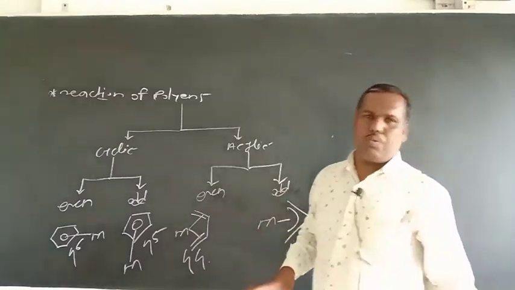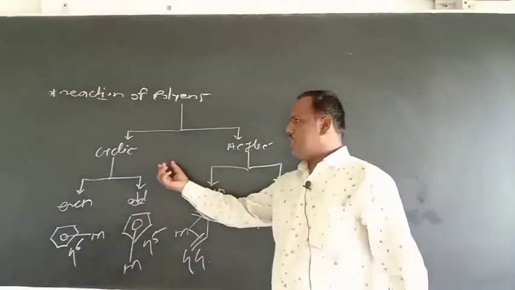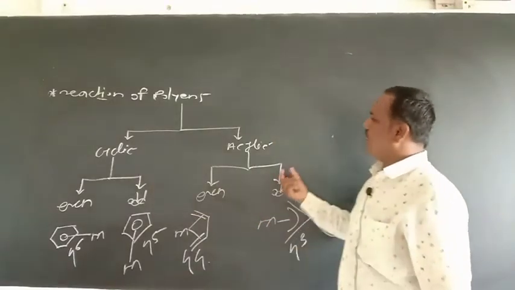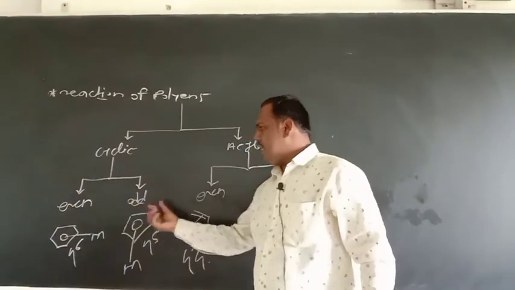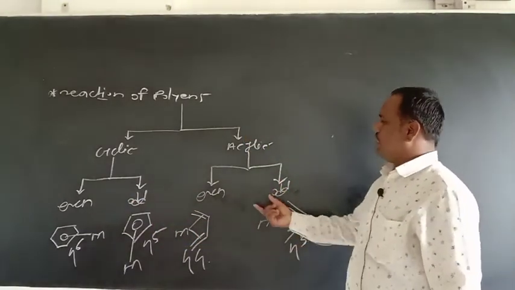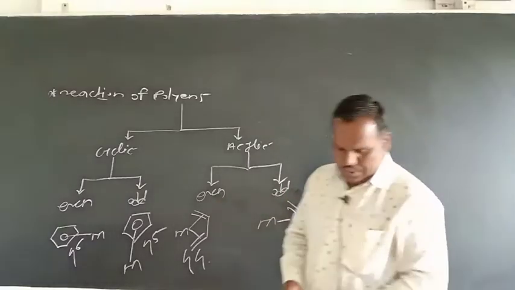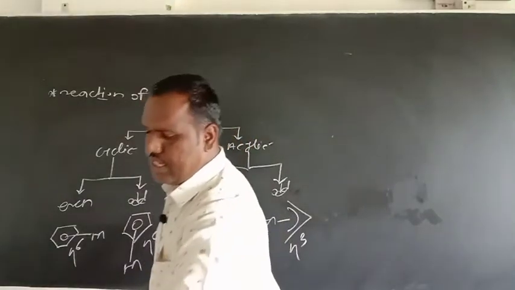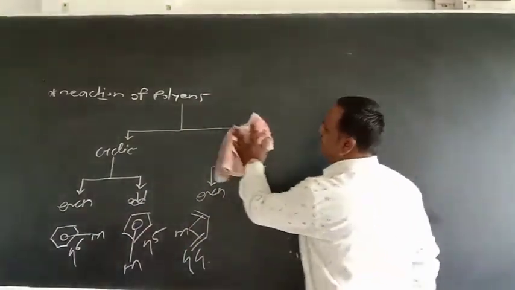So reactions of polyenes, we are very much interested in reactions of polyenes. The polyenes are two types, one is cyclic polyenes, another is acyclic polyenes. Cyclic polyenes again are classified into two types, even and odd, and acyclic is also classified into two types, that is even and odd polyenes. So we will discuss some rules regarding the nucleophilic attack on these cyclic and acyclic polyenes.